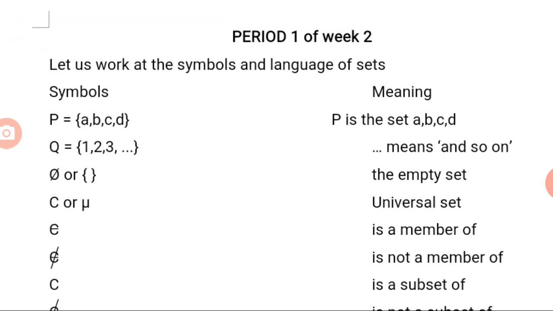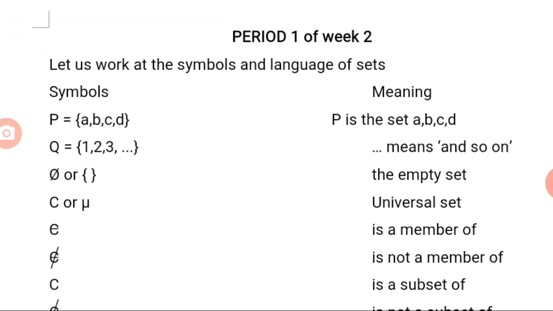The next one is the empty set. We can use these two symbols to represent the empty set. We can use the curly bracket and then the phi to represent the empty set.